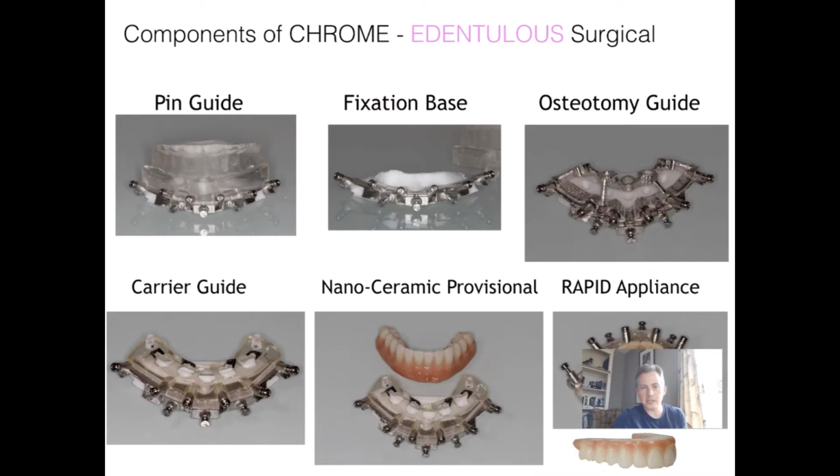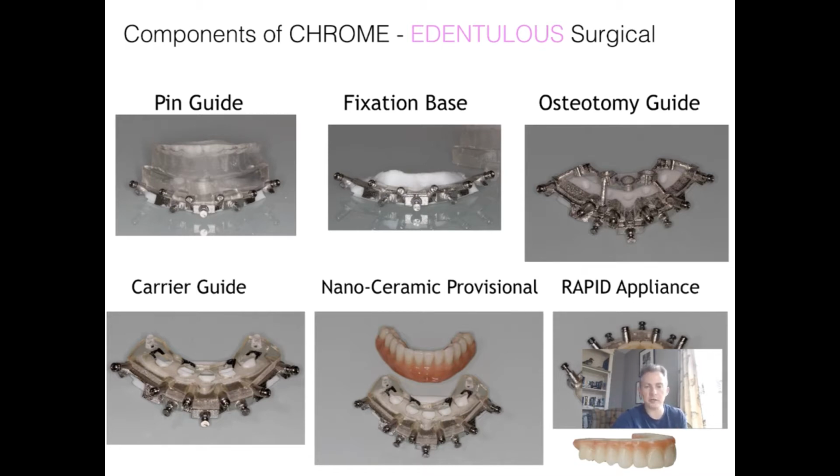With an edentulous case, it is slightly different. The pin guide in this case was a lower full arch against an upper full denture, and the pin guide is held in place in occlusion, and it is very important that this fits well, because that again is holding the fixation base in place prior to it being pinned, and then the pin guide removed and the usual workflow then followed.